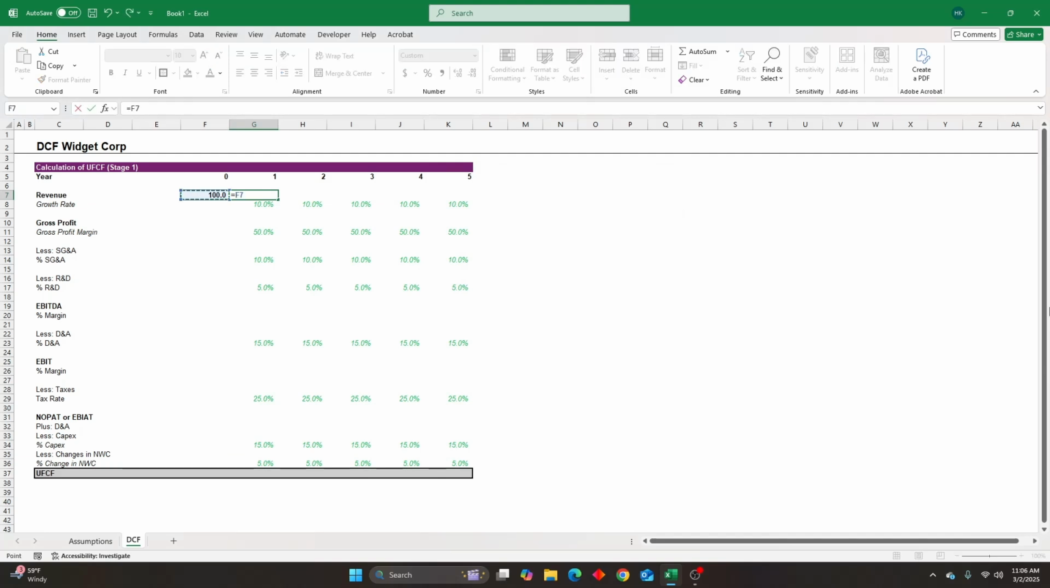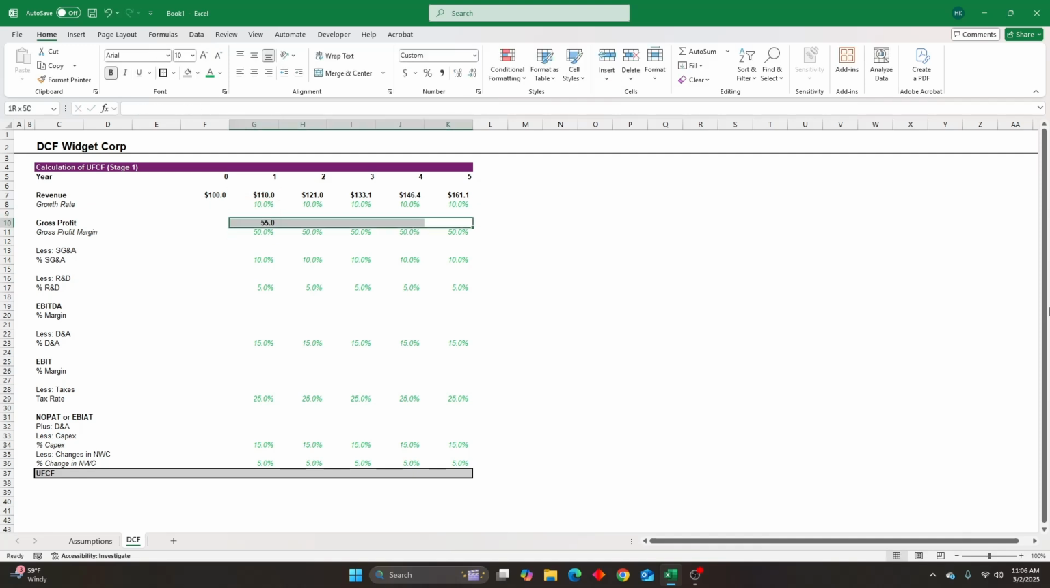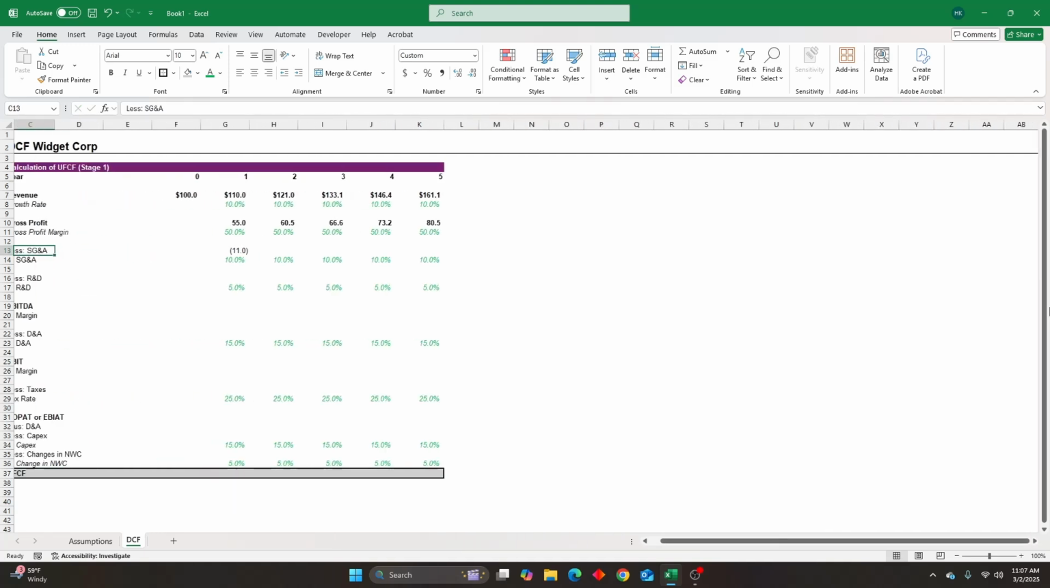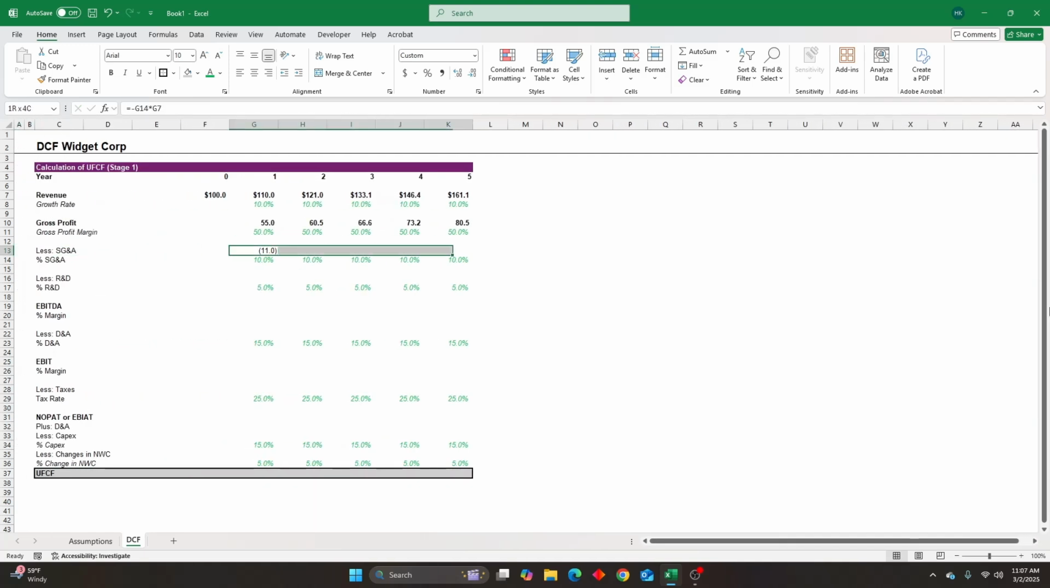Okay, so starting with our revenue, the way we grow this is we take our previous period revenue times 1 plus our growth rate. We'll have that here. So there's our revenue. Our gross profit is just going to be equal to our gross profit margin times our revenue. So in year 1, 55, growing all the way to 85. For our SG&A, because it's a percentage of revenue, we're going to take this 10% and multiply it by our revenue. And we're assuming that it will stay consistent as a percentage of revenue throughout the duration of the period.